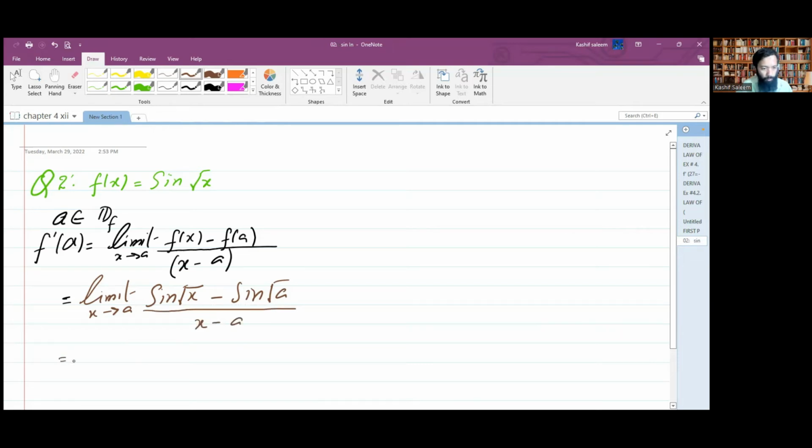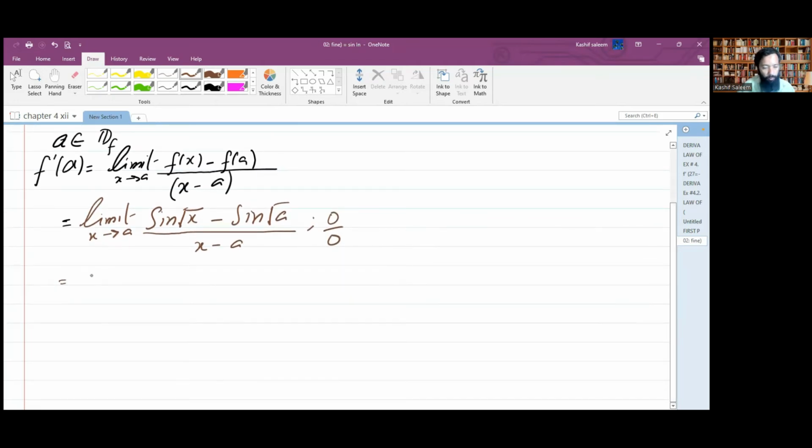So now if you again apply the limit here, then you will get sine root a minus sine root a, which is equal to 0, and x is replaced by a, so you will get a minus a, which is also equal to 0. So you have 0 upon 0. So now what we have to do, just apply a formula here, let's suppose sine u minus sine v. Since you have already studied this formula in first year, sine u minus sine v is equal to 2 cos u plus v upon 2 and sine u minus v upon 2. So apply this formula, this is u, and this is v.